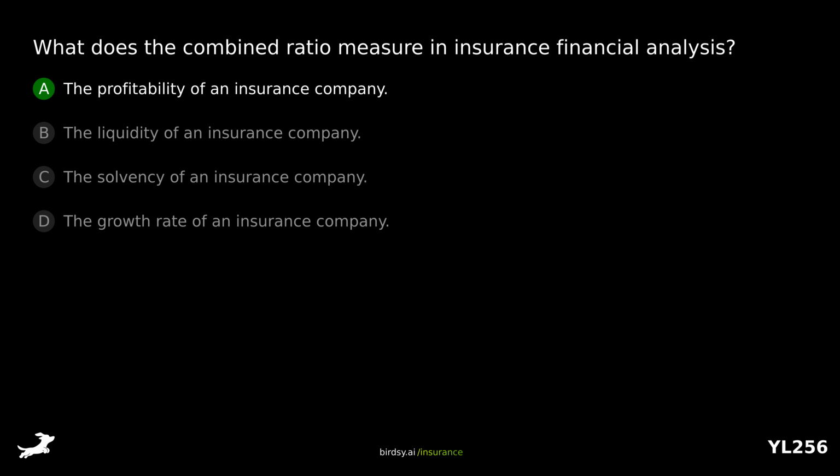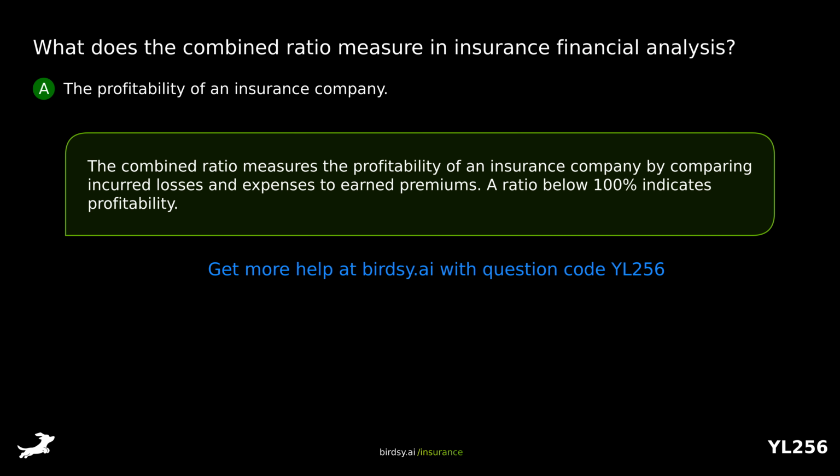The answer is A, the profitability of an insurance company. The combined ratio measures the profitability of an insurance company by comparing incurred losses and expenses to earned premiums. A ratio below 100% indicates profitability.